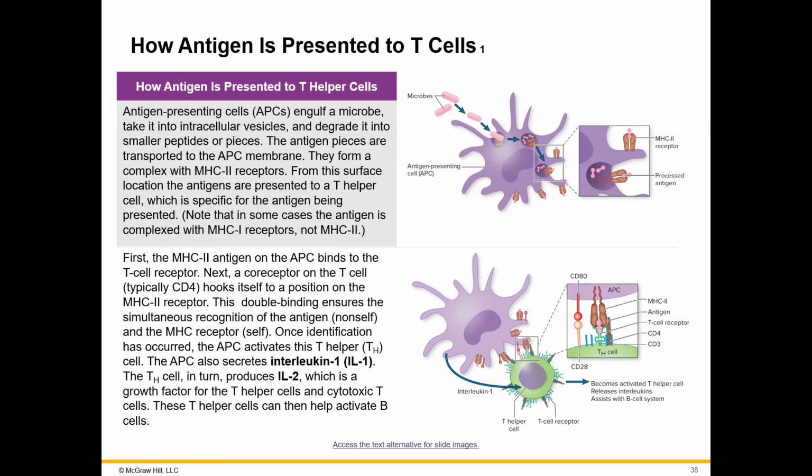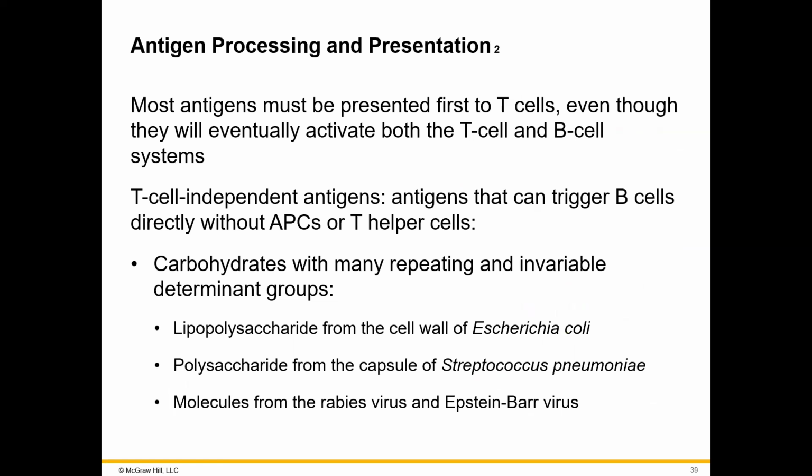Now, once identification has happened, the APC will activate the T helper cell, also TH. The APC also secretes interleukin-1, IL-1. The TH cell in turn produces interleukin-2, which is a growth factor for the T helper cells and cytotoxic T cells. These T helper cells can then help to activate B cells. So most antigens have to be presented first to T cells, even though they'll eventually activate both the T cell and the B cell systems.